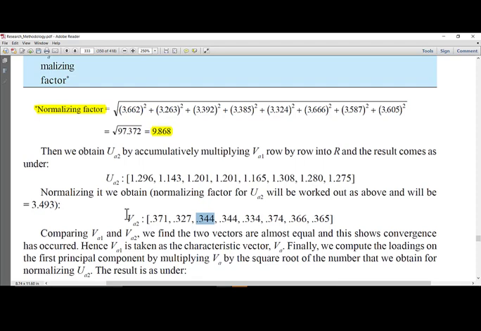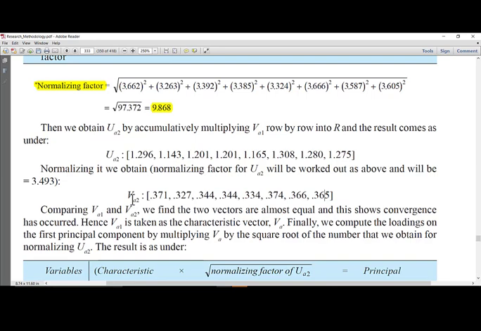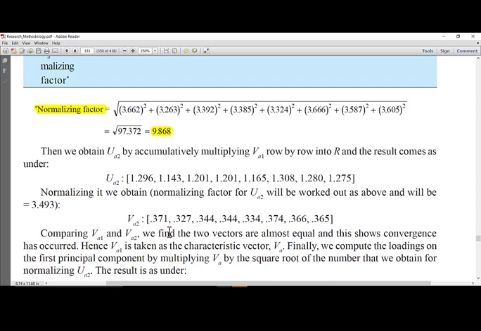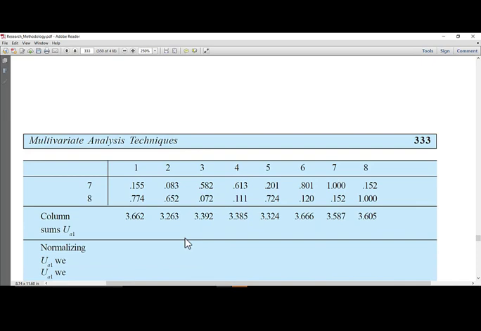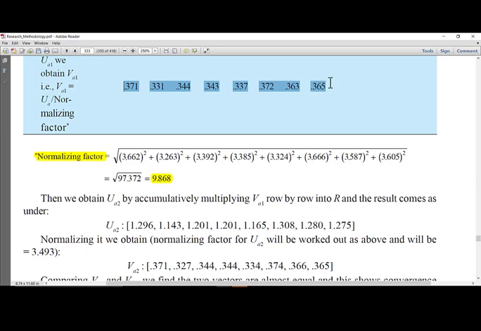Now we compare these VA2 values with the VA1 values, to see whether they are similar or whether there are any significant differences. Here are 0.371 and 0.327. The VA1 values are here and the VA2 values are here. Let us make a comparison. The first value is the same, the second value is not, the third value is the same, and the fourth value is very close.